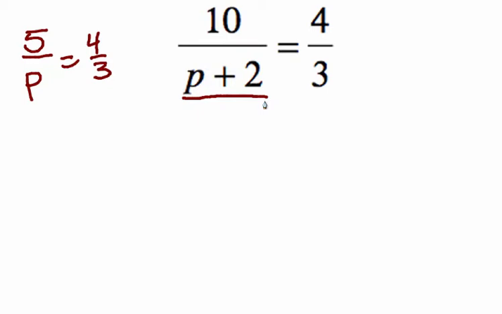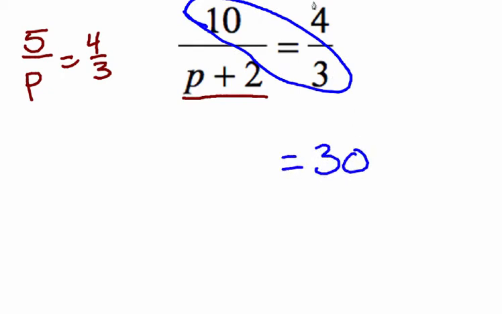So in this case, we have 10 over p plus 2 equals 4/3. So that's going to change a little bit of what we do during cross multiplication. So let's go through this example and see what that looks like. To cross multiply, I'm going to start with 10 times 3, which is 30. And in the other direction, we're going to do 4 times this entire denominator, p plus 2.